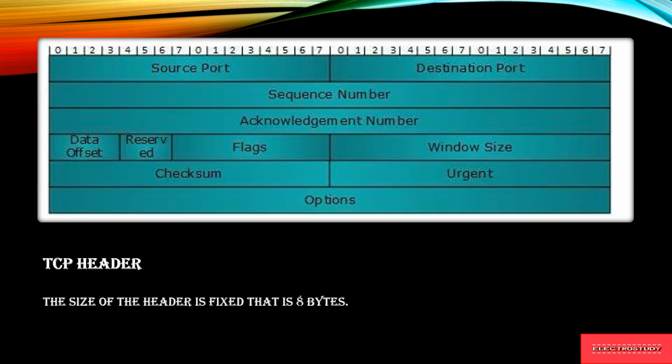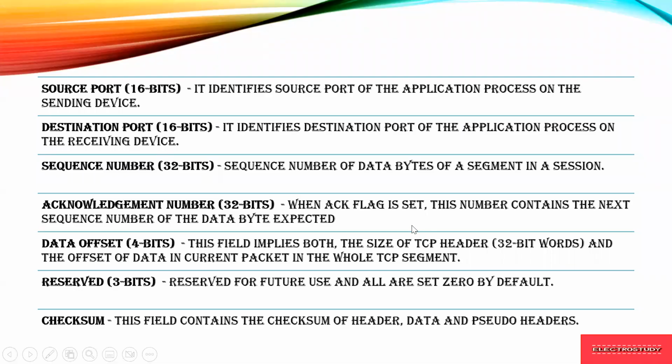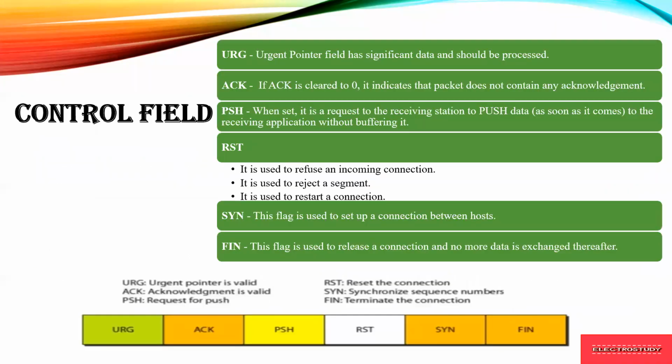Now you will be seeing how the urgent data is being set. I have already explained all these, whatever is there in the header. Now this is the control field.